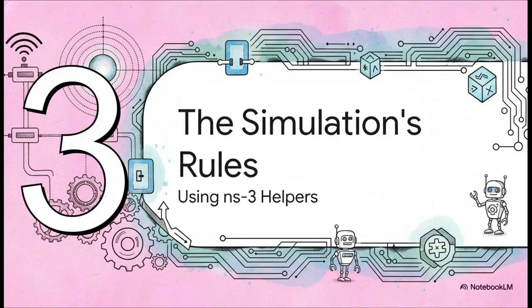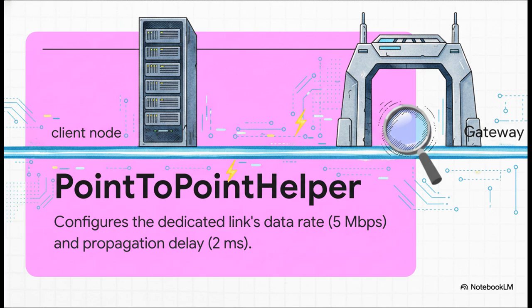So how does NS3 even know how to build and manage all this? I mean, it's not magic, right? It uses a set of really smart rules and these pre-built components that we call helpers. First up, we've got the point-to-point helper. This is the tool that sets up our main line, that dedicated connection between our client node and the gateway. It's what defines all its properties, like speed and delay.